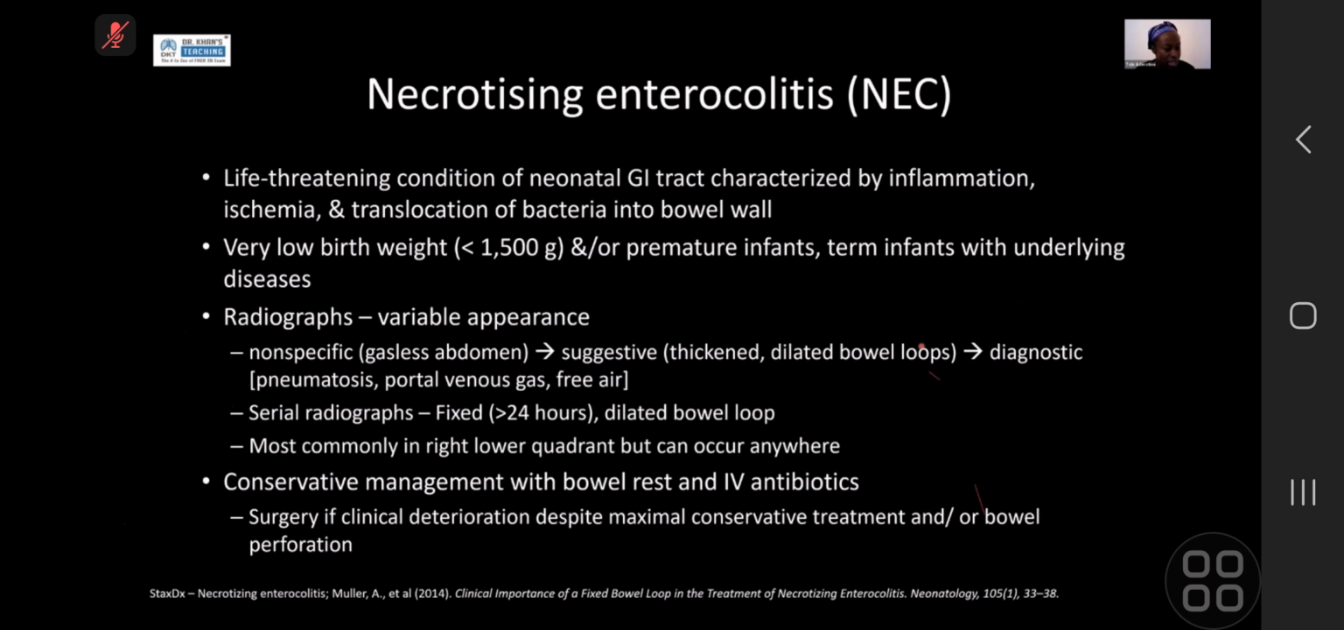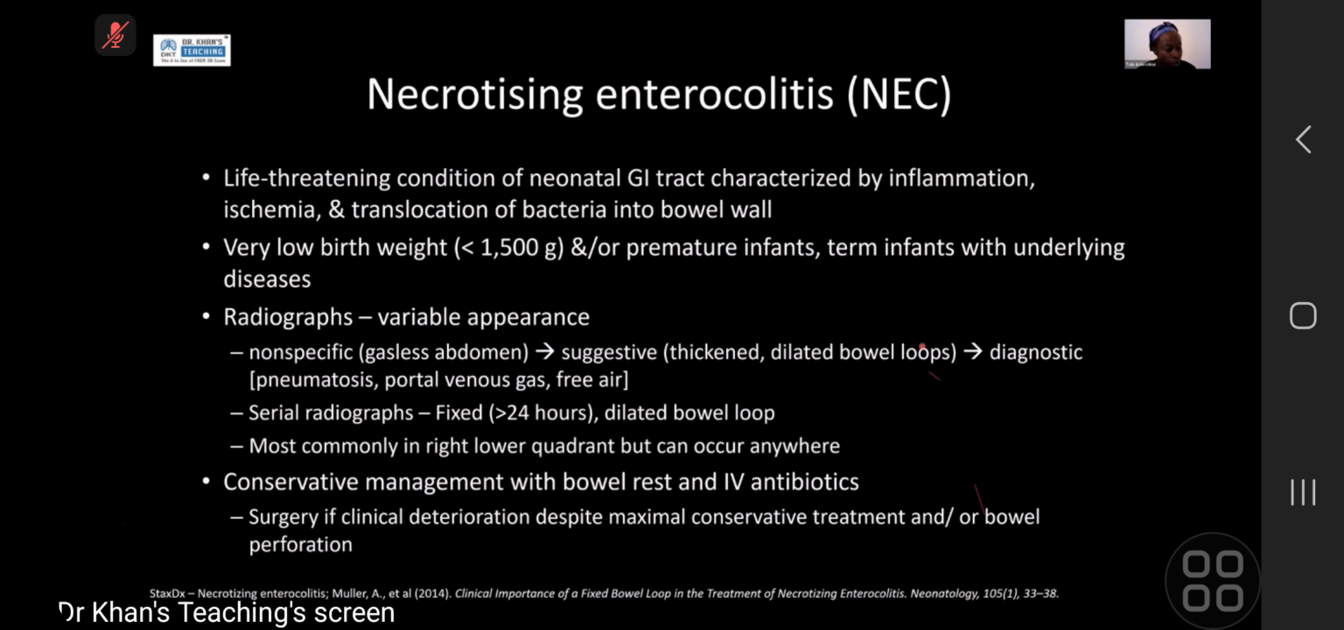Most commonly, we see changes in the right lower quadrant. I'm not exactly sure why, but that tends to be the most common site, but we can see it anywhere along the bowel. And it's normally managed conservatively. So they put the child on bowel rest, so they'll switch them to total parenteral nutrition, so IV feeding. They'll put an NG in for comfort if the bowel is distended to try and aspirate some of the gastric contents, and they'll start them on IV antibiotics to treat the infection/sepsis.